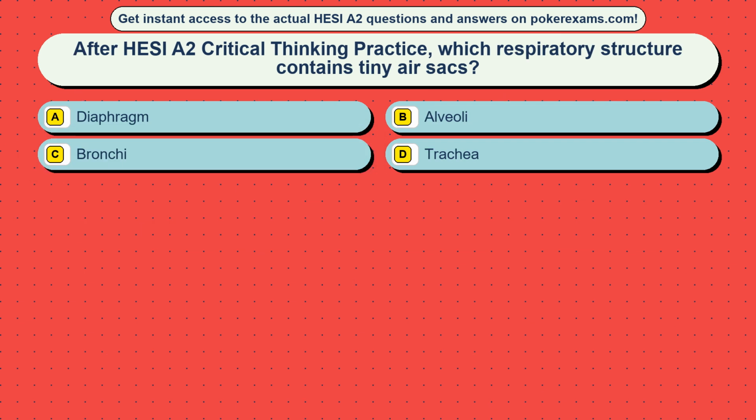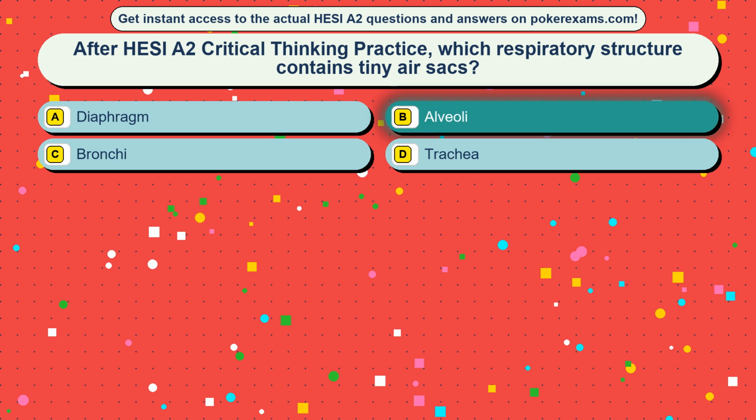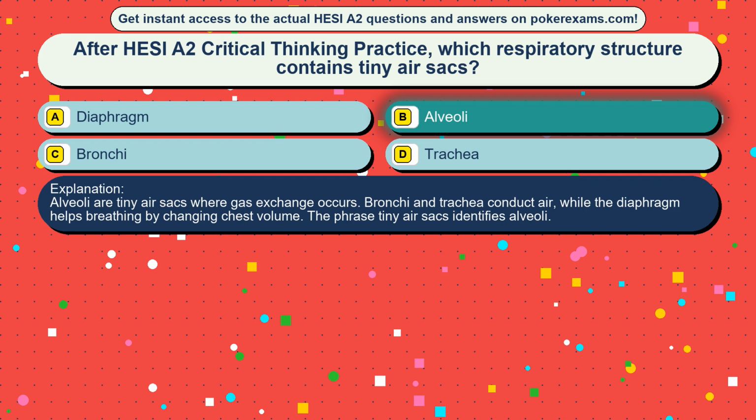Question 36. After HESI A2 critical thinking practice, which respiratory structure contains tiny sacs? Option A, diaphragm, option B, alveoli, option C, bronchi, option D, trachea. The correct answer is option B, alveoli. Alveoli are tiny air sacs where gas exchange occurs. Bronchi and trachea conduct air, while the diaphragm helps breathing by changing chest volume. The phrase tiny air sacs identifies alveoli.